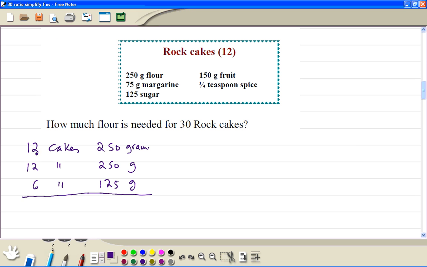So if we add, so we get 30 cakes equal to, add all these numbers, 5, 10, 12, carry 1. It's 2, 4, 5 plus 1, that's 6. So that's 625 grams.